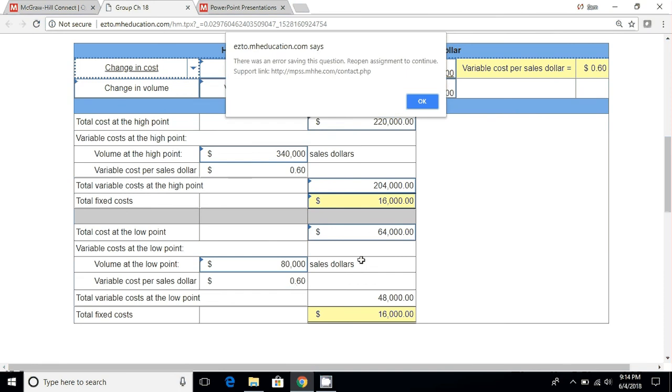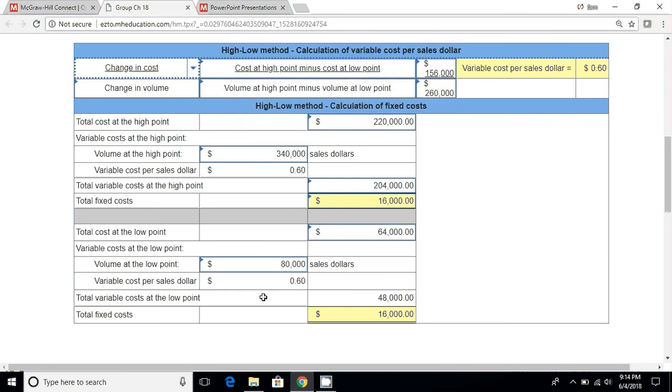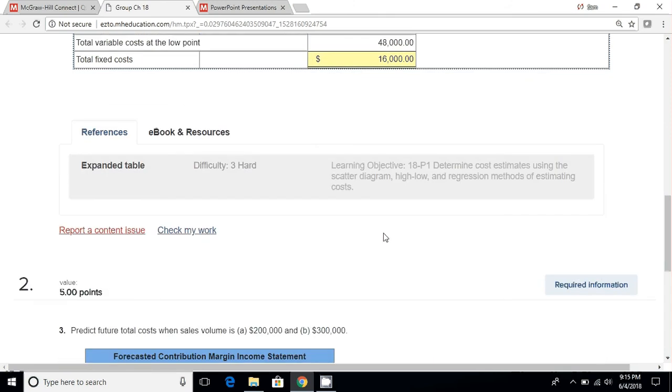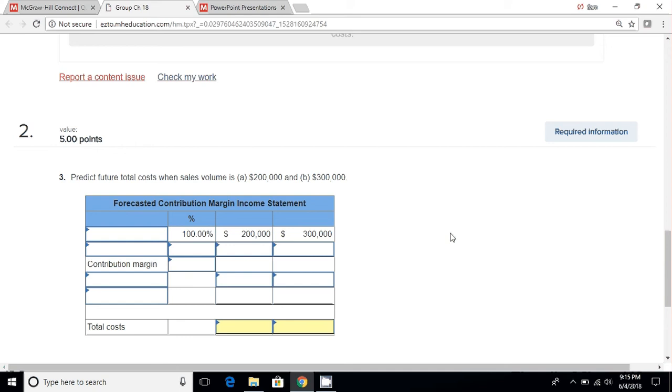And it's really going to be a bummer here. It's still going to be 60 cents. If you take 64,000 minus 48,000, which is now variable cost at this level, fixed cost is 16,000. It's exactly the same. Point well proven. Okay. Make sure you hit check my work and see that everything is there. I'm sure that it is.